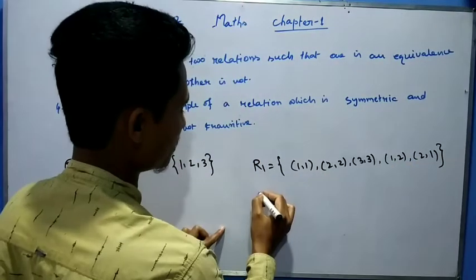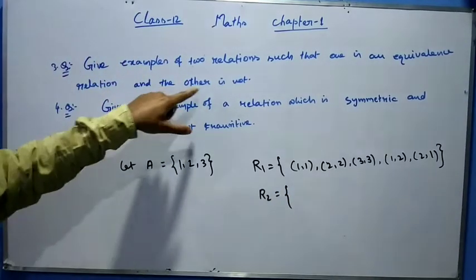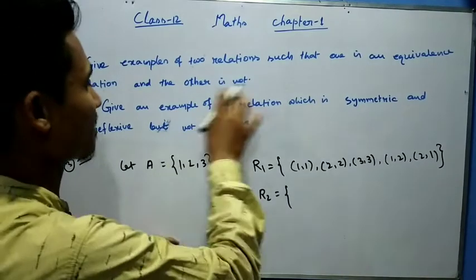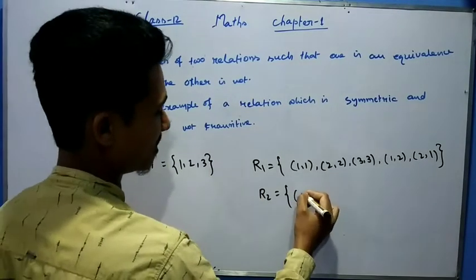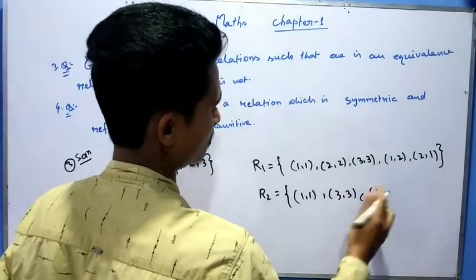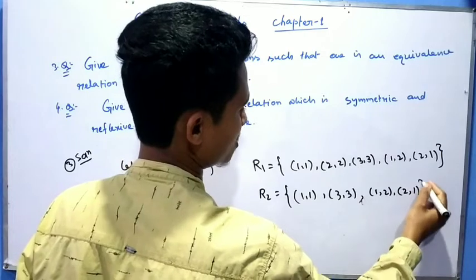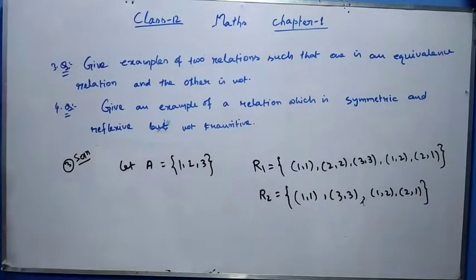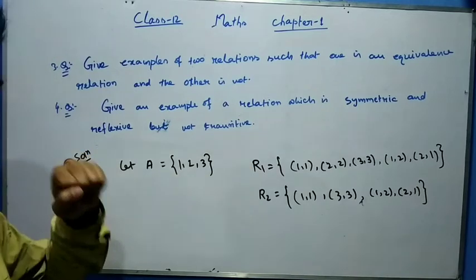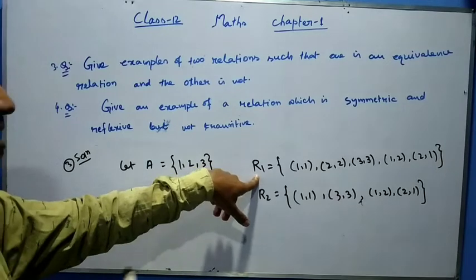Okay. Next, let us try to define R2. R2 is such that it is not transitive, and so it is not an equivalence relation. So R2 I am defining, suppose {(1, 1), (3, 3), (1, 2), (2, 1)}. Okay, so these are the two examples we are considering. Now let us check whether R1 is an equivalence relation or not. R1, is it an equivalence relation?